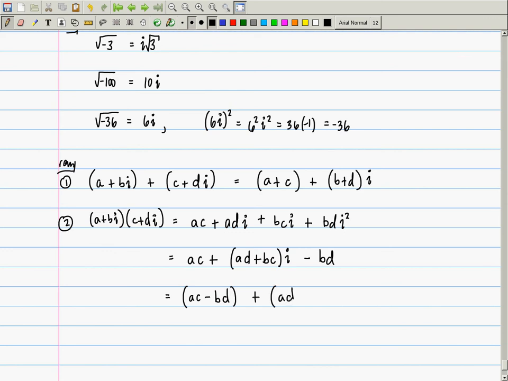Right? Not too bad. Not too bad. But a little odd. Okay, so then the real part is AC minus BD, and the imaginary part is AD plus BC. Okay, so let's try an example.